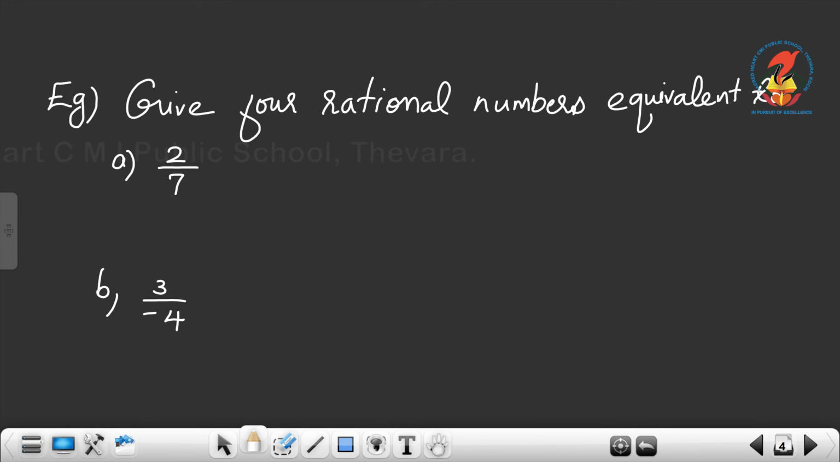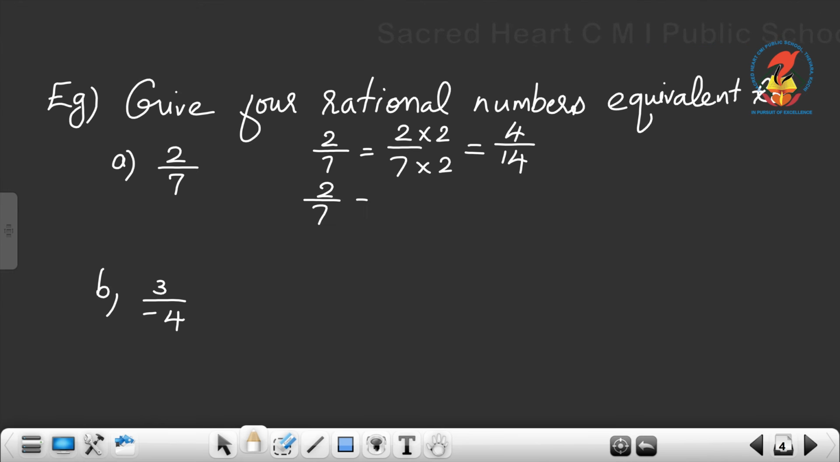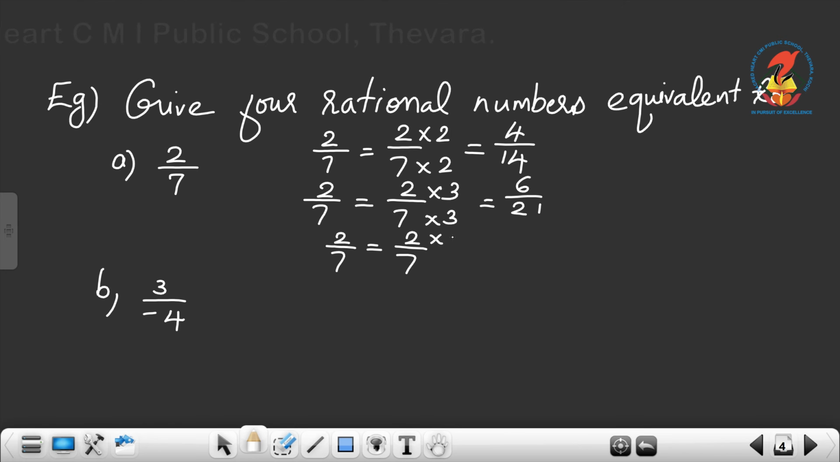Now give 4 rational numbers equivalent to 2 by 7. How can we find the equivalent rational numbers? So we can take 2 by 7 equal to 2 by 7 into 2. We can start with 2. Then we will get 4 by 14. Then again, 2 by 7 is equal to 2 by 7 into 3 by 3, so 6 by 21. Now 2 by 7 equal to 2 by 7 into 4, multiplying both numerator and denominator by 4, so we get 8 by 28.